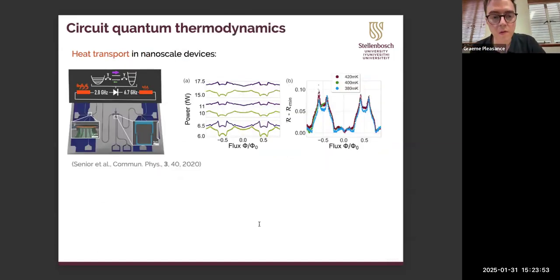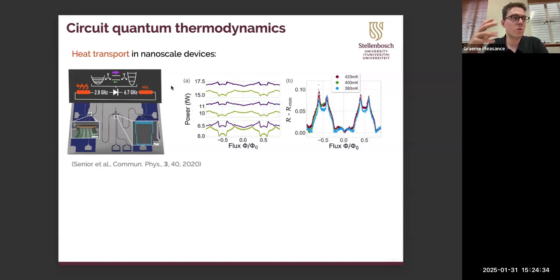Something that's a little bit more relevant for what I'll discuss in the remainder of this talk is as follows. Another application of quantum thermodynamics in the context of heat transport is in superconducting circuits. For those of you who know anything about circuit electrodynamics, for the last 20, 30 years or so, superconducting circuits have been one of the most advanced experimental platforms that we have for simulating light-matter interactions, i.e.